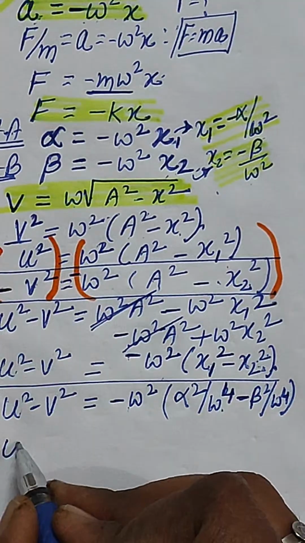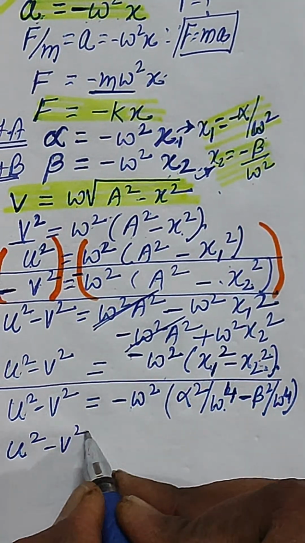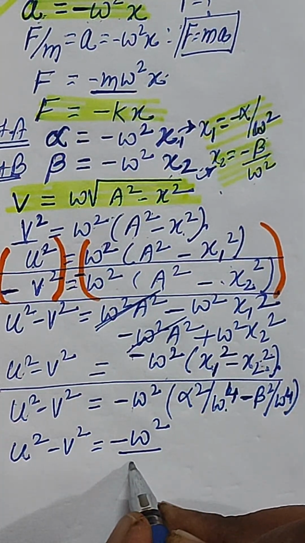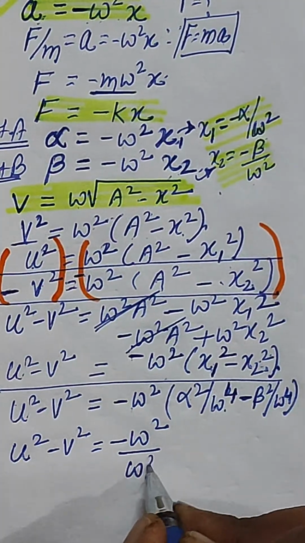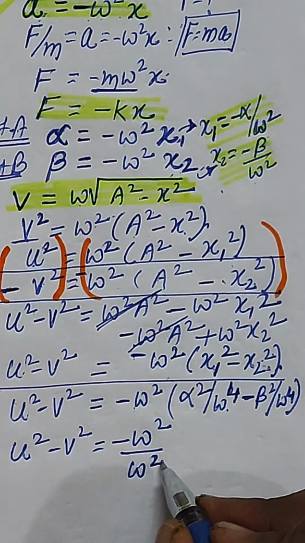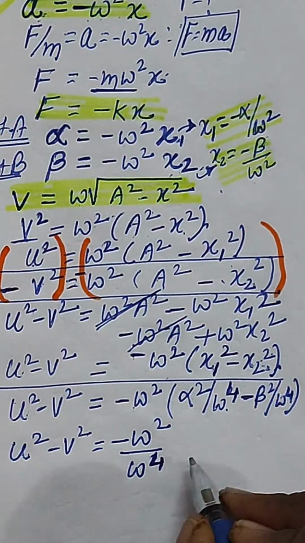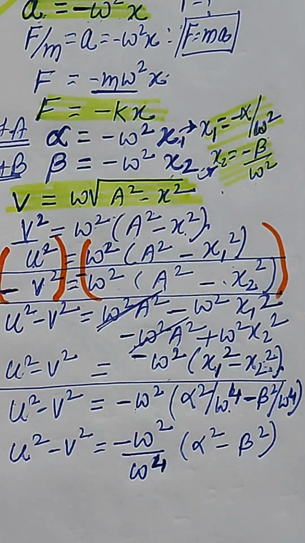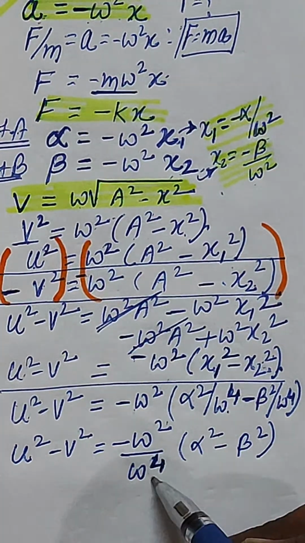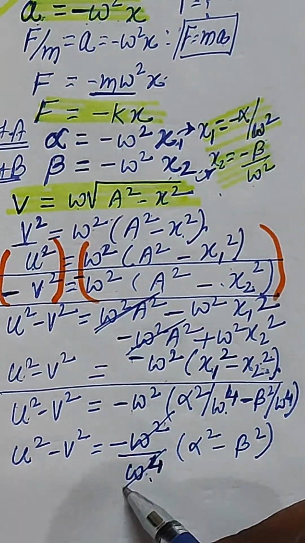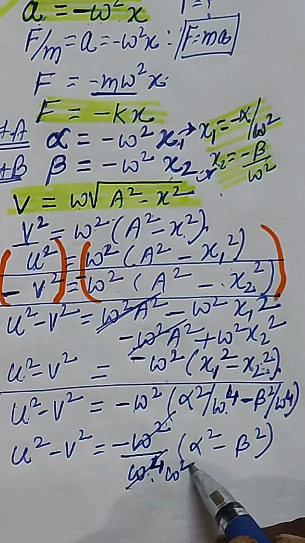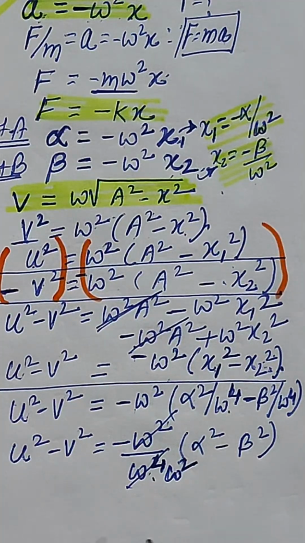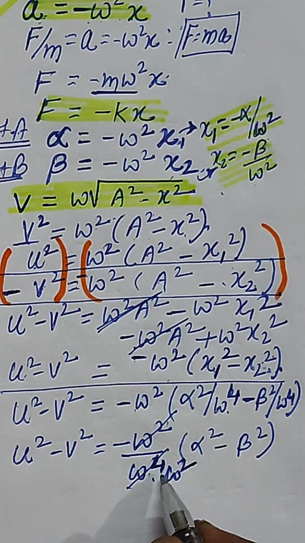So this will give you u square minus v square is equal to minus omega square, and when 1 by omega 4 is taken as common, here we have alpha square minus beta square, right? So here you can see omega square and omega 4. This omega square will cancel in omega 4 times. So omega square will be left. So this will be giving you the value of omega square.